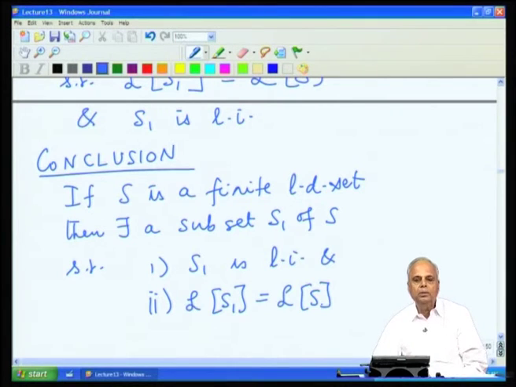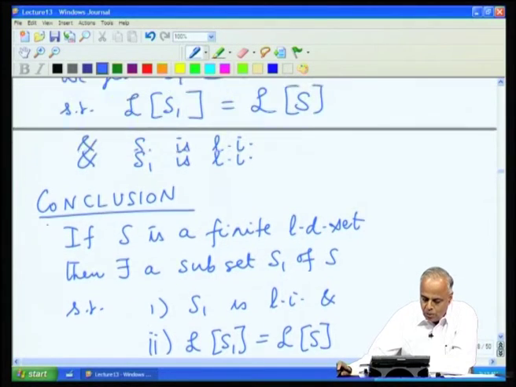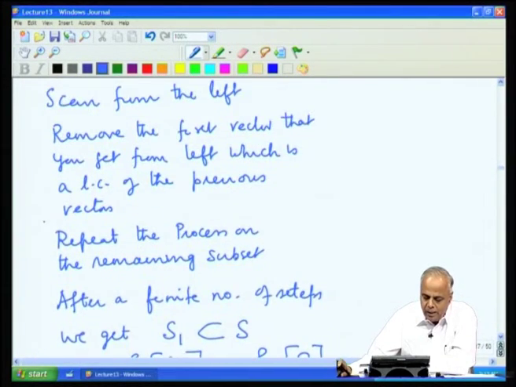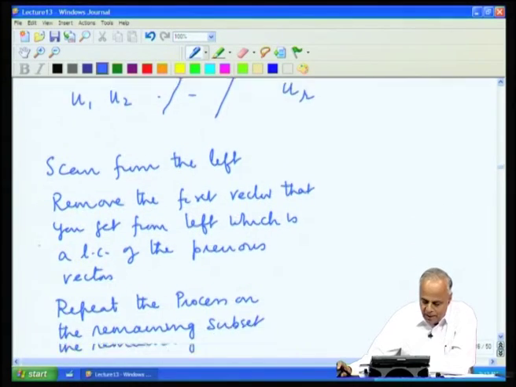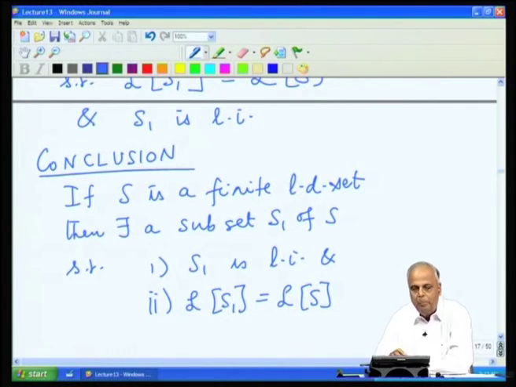What we are doing is this: a linearly dependent set has a lot of redundant information. Systematically we are trying to remove all the redundant information and retain only the relevant pure information, which comes from that linearly independent subset S1. So given any linearly dependent set S, there exists a finite linearly independent subset of S such that it spans the same space as the original set.